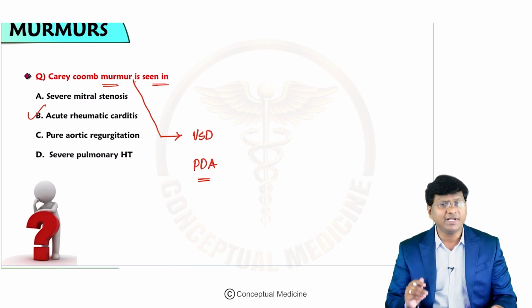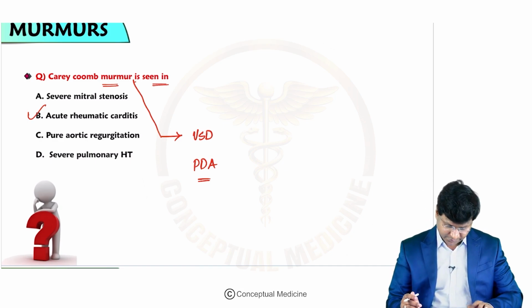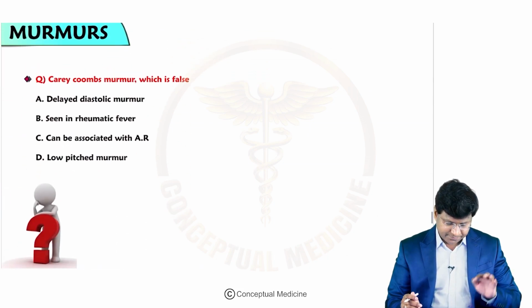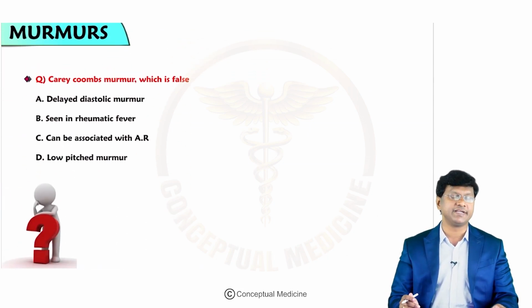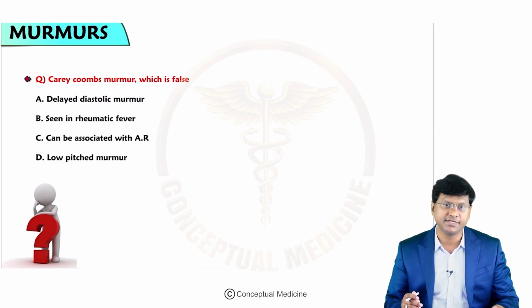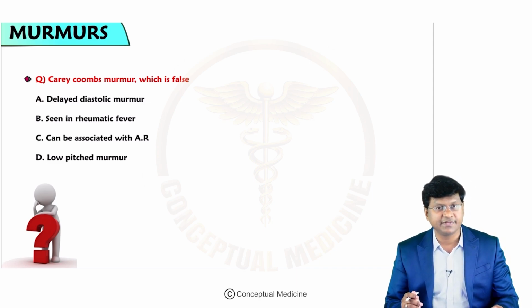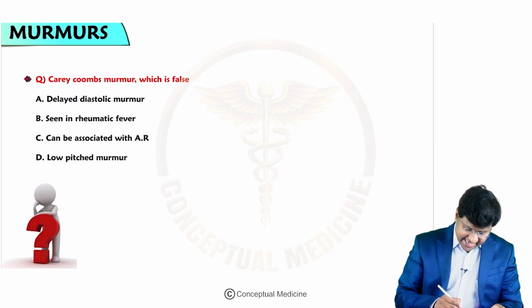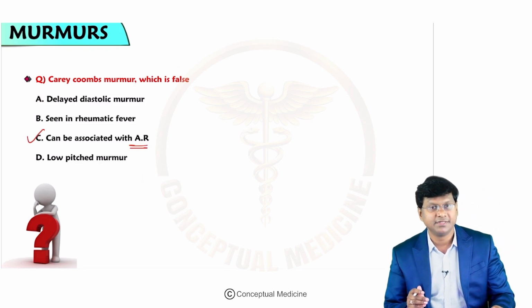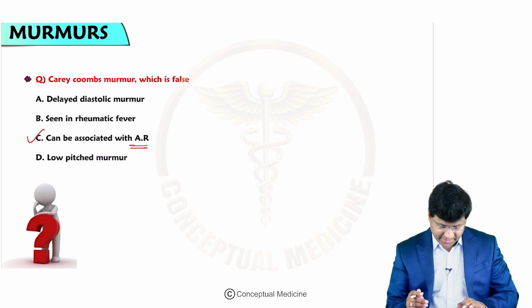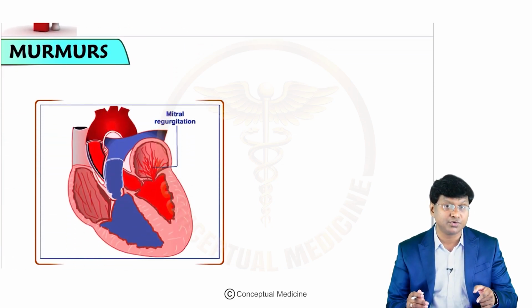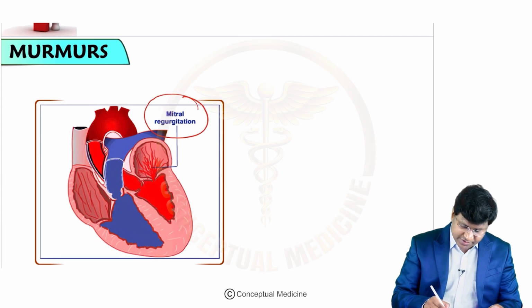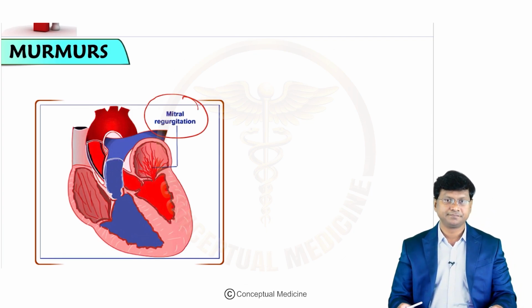Now, what is this particular Carey Coombs murmur? So you see this question. Which is a false statement about Carey Coombs murmur: a delayed diastolic murmur seen in rheumatic fever, can be associated with aortic regurgitation, and it is a low pitched murmur. Which is the wrong statement here? Can be associated with aortic regurgitation is the wrong statement. Carey Coombs murmur, which is seen in acute rheumatic fever, is associated with mitral regurgitation.